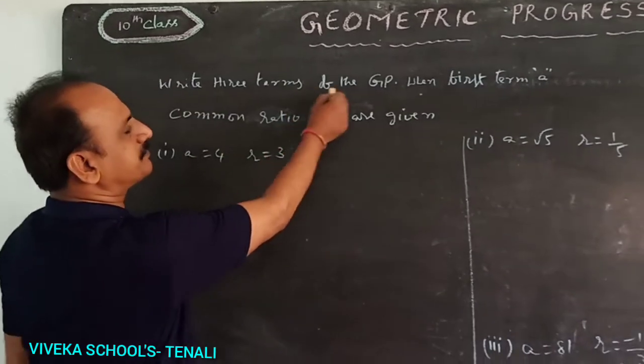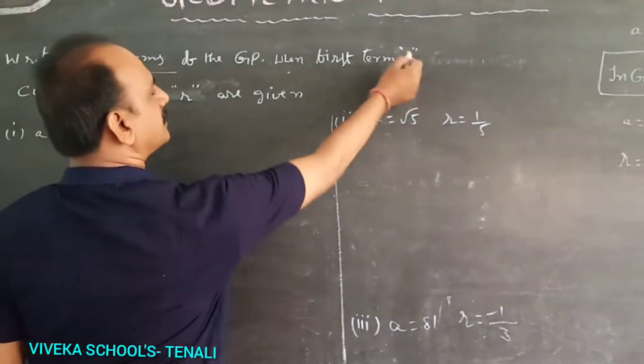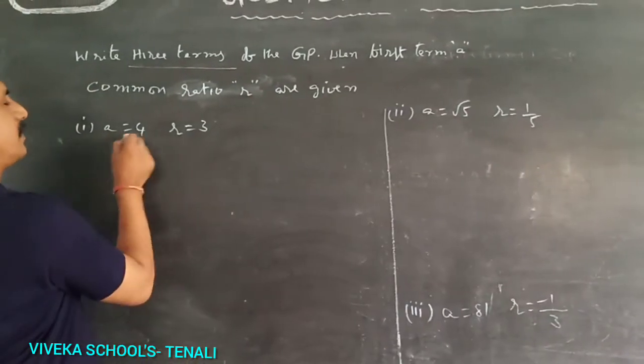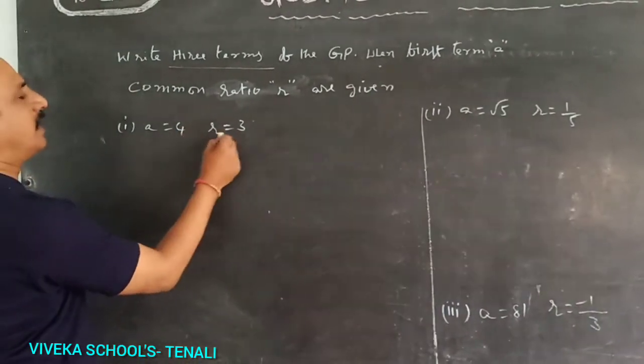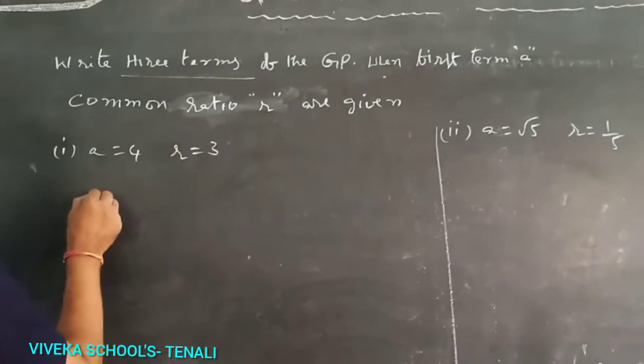Write the three terms of the GP when the first term is A and the common ratio is R. A equal to 4, that is the first term. R is equal to common ratio equal to 3. So, what is the GP?